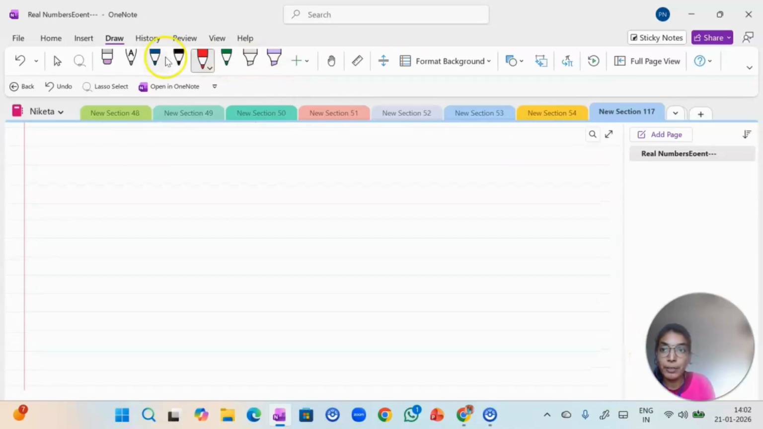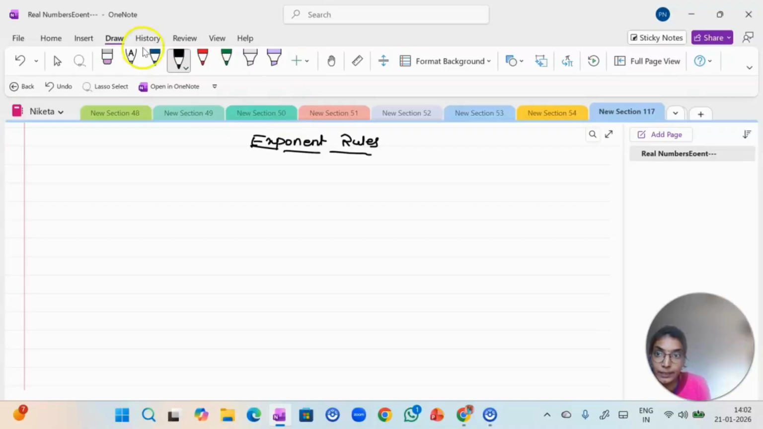Now let's talk about exponent rules. There are mainly 8 exponent rules. The first one is a to the power m times a to the power n. It means that if bases are the same but powers are different, then we are going to add the powers. That is a to the power m plus n.